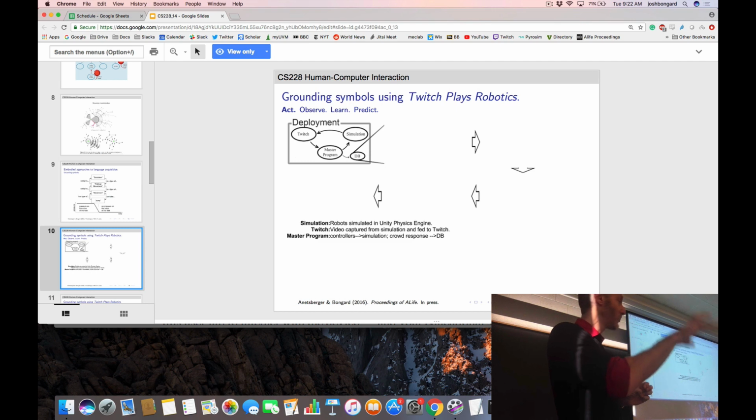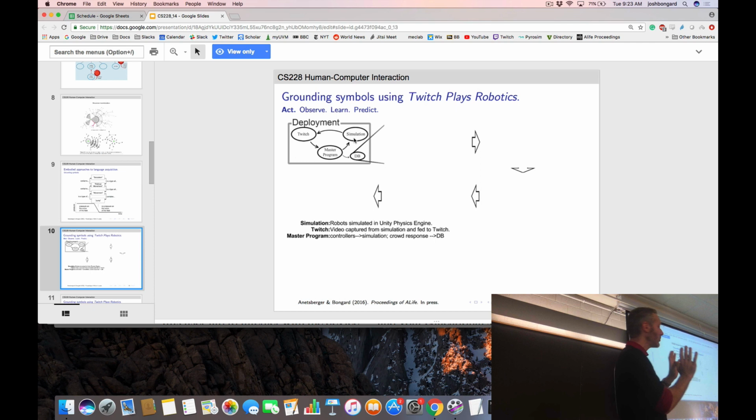Okay, so act, observe, learn, and predict. Let's start with the act part. What we started with was to create a simulation of robots. You're going to see some virtual robots in a moment. They're running around in a physics engine that exists on a computer here on the UVM campus. We take that continuously running robot simulator and we push the video to Twitch.